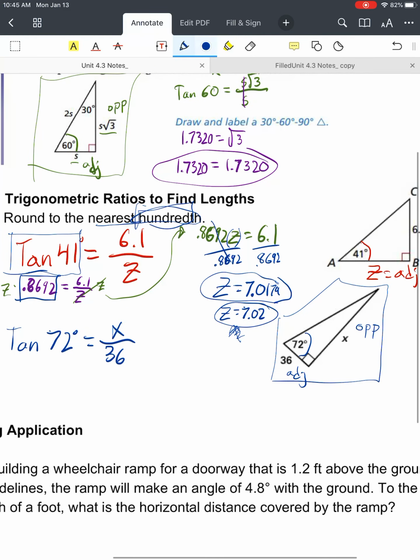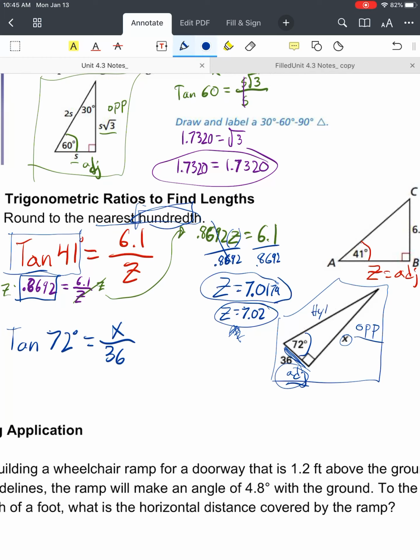Depending on, in reference to that angle, which is why we call it the reference angle, which side is the opposite and which side is the adjacent. Since this 36 is touching the angle, that's why it's the adjacent, and since this x is all the way across the triangle, that's why it's the opposite.